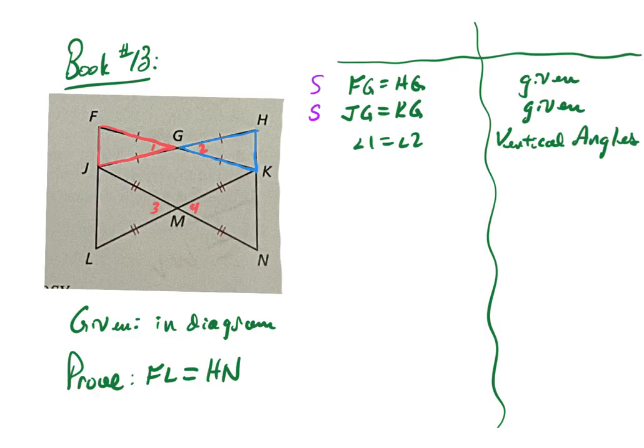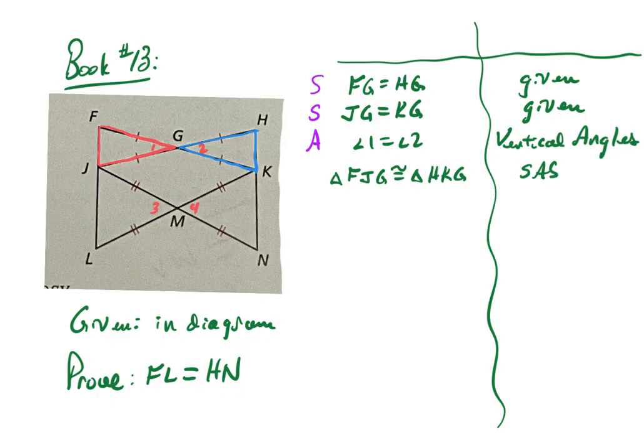And of course, what that gives us then is an A. And I need you to notice that the A angle is included between the two sides. So therefore, the two triangles, the red, I'll call FJG, and the triangle on the other side, HKG, are going to be congruent to each other using side angle side.